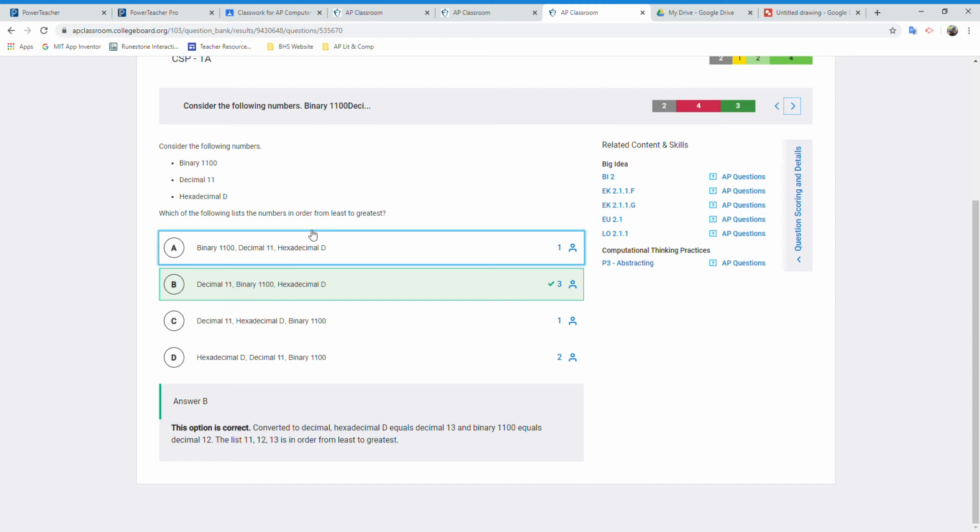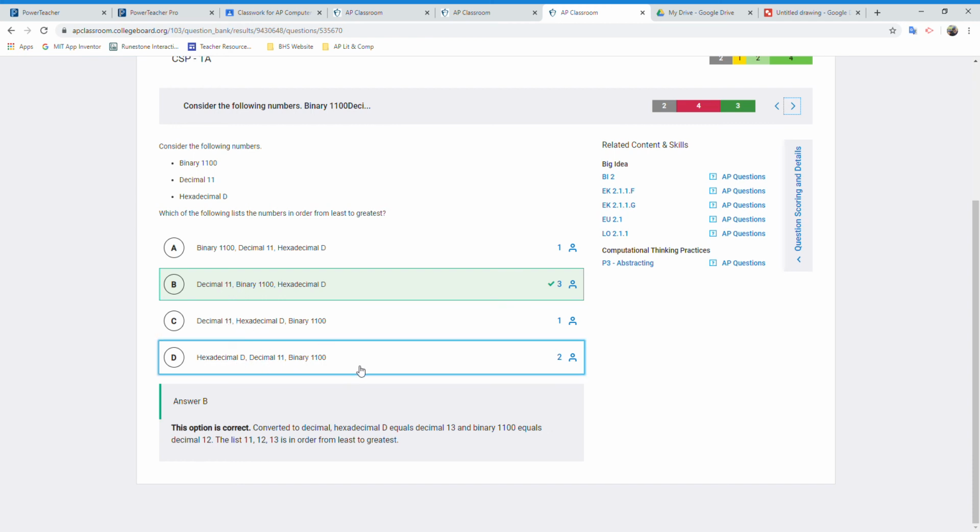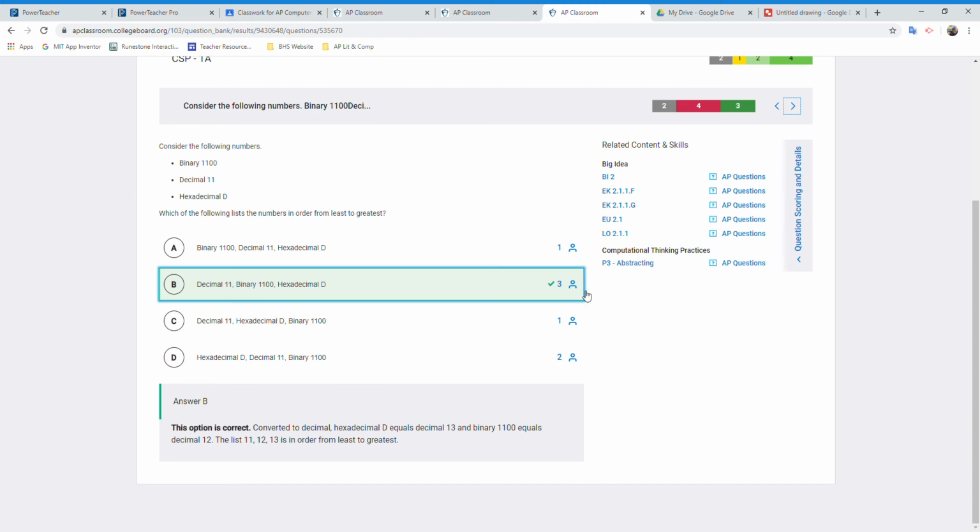The values are from least to greatest. And this one actually puts 12, 11, 13. This goes 11, 13, 12. This goes 13, 11, 12. So this is the only one that's in correct order. So I think it's just a matter of thinking that you have to convert everything back to decimal. It's the easiest way to tell relative values. You could do it other ways, but in terms of getting through the exam, that's the quickest and easiest way.